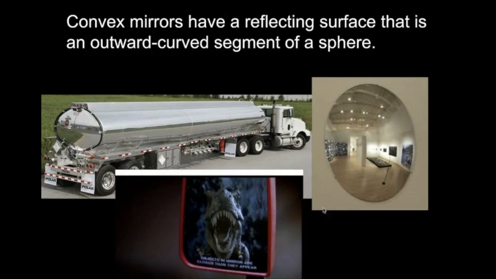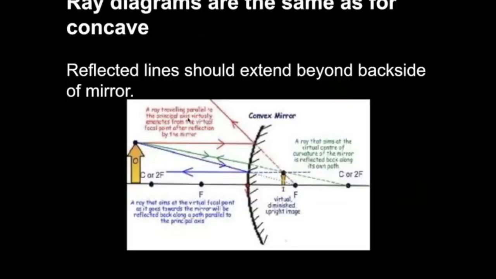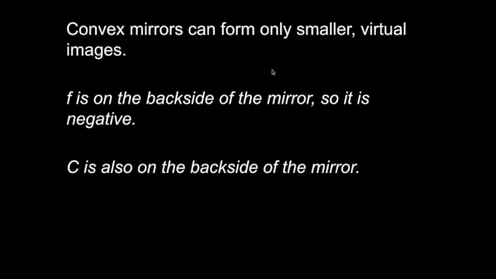And so what is it exactly that convex mirrors do? Well, convex mirrors always produce virtual images, and those virtual images in a convex mirror are always smaller. So this is like looking at the backside of a spoon. If you look at your reflection there, you'll see a little tiny image of your own face. The focal point of a convex mirror is on the back side. So mathematically, it will be negative. And then C is on the back side of the mirror as well.